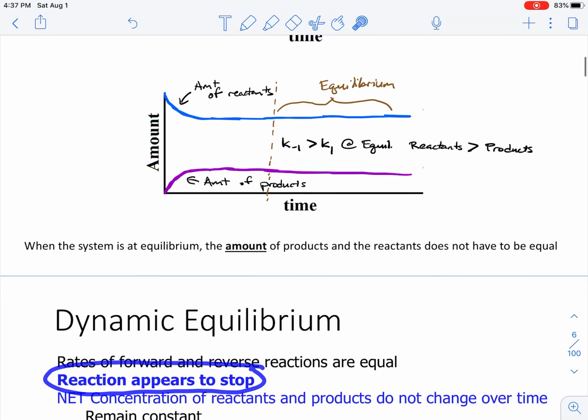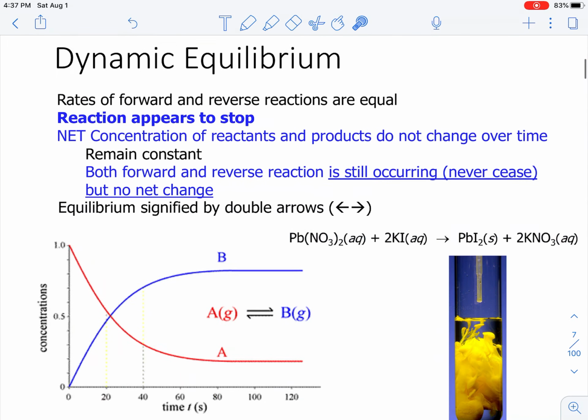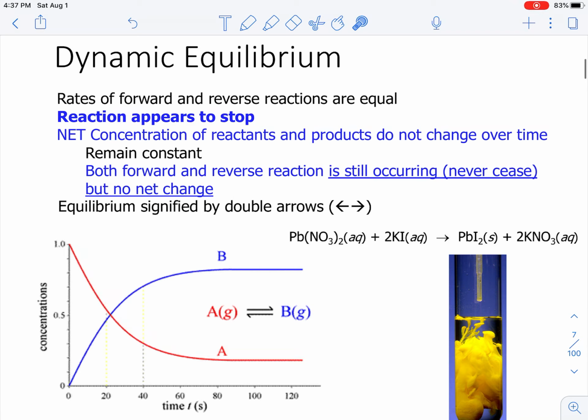And you guys have seen this in lab, especially for example precipitation reactions, right? So let me just move this slide down. When you have 2 aqueous solutions, you mix them together, all of a sudden you get this precipitate, and it appears that the reaction has stopped. But what dynamic equilibrium tells us is that both the forward and reverse reactions are still occurring.